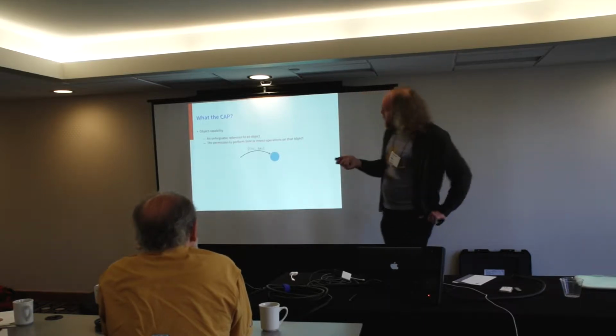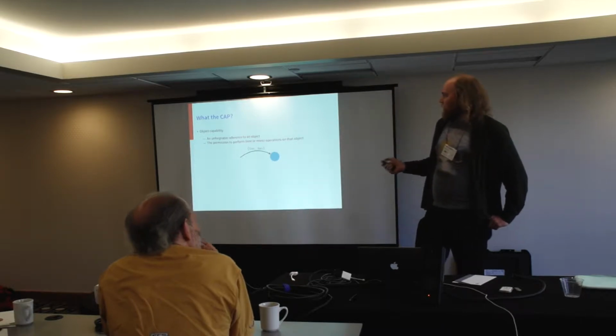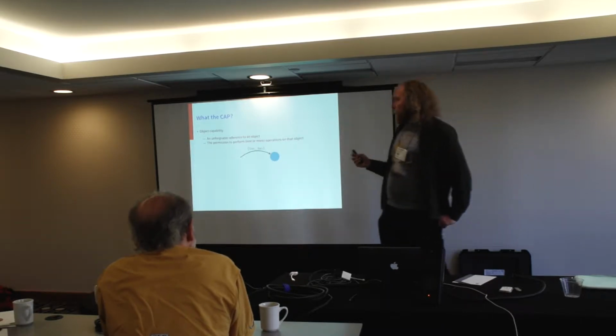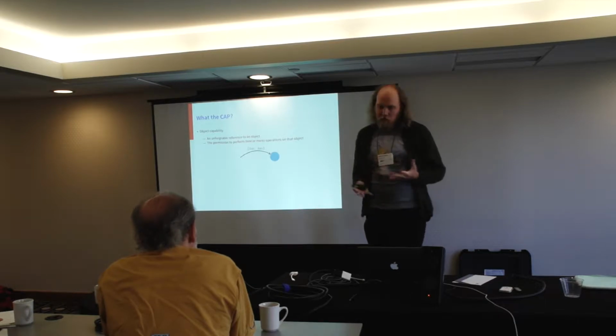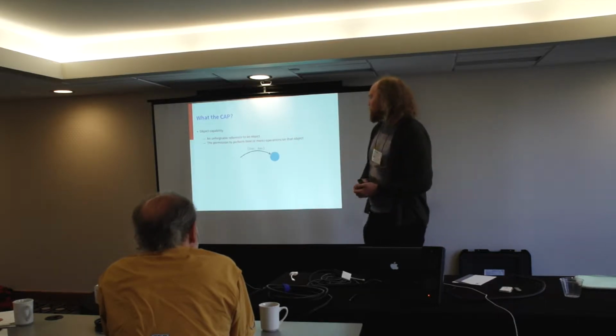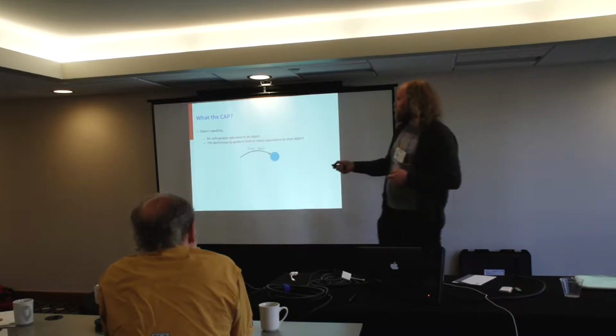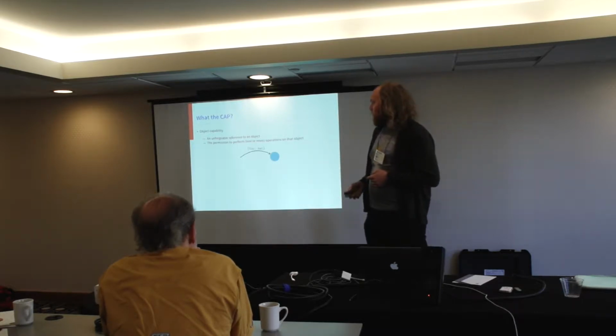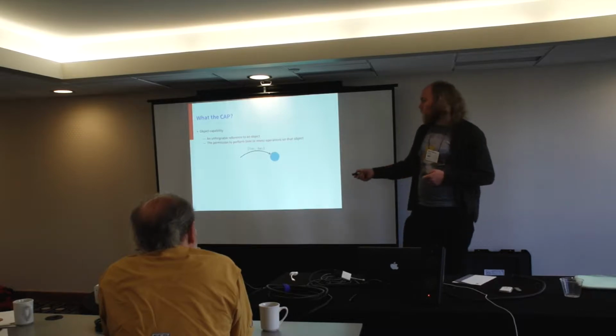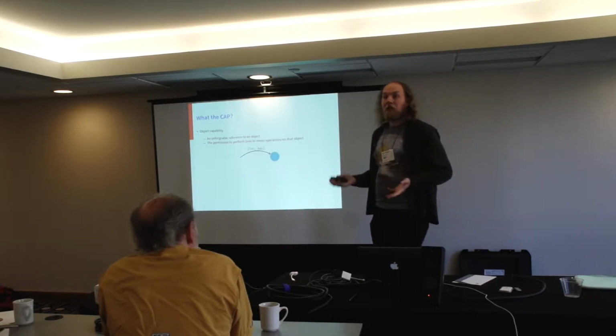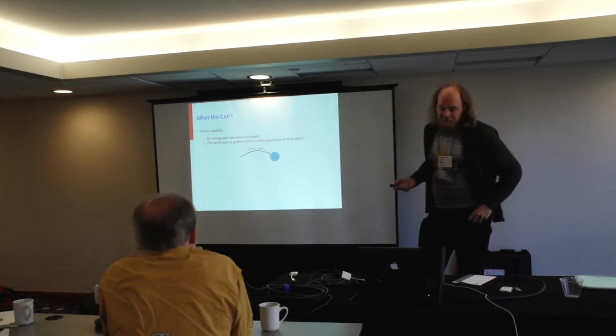So my understanding of object capability is that it's an unforgeable reference to an object, and it carries with it some permission to perform one or more operations on such an object. And this unforgeability is the important part here, that the only way that you can cause effects on an object is if you were given that capability.